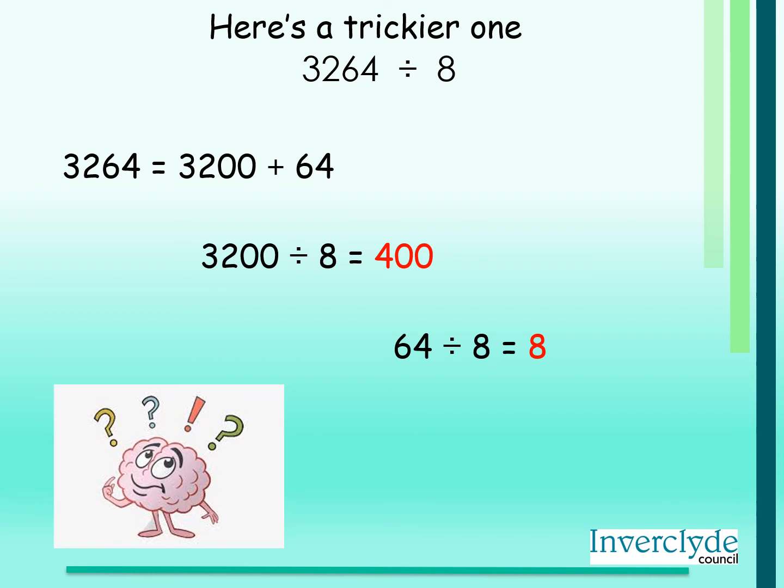Using a what do we know list or a VIP, a very important product list, like we did when we were solving multiplication problems, can help us think about how to partition numbers. But you might have come up with another way to have solved this problem. Did you get the same answer though, of 408?